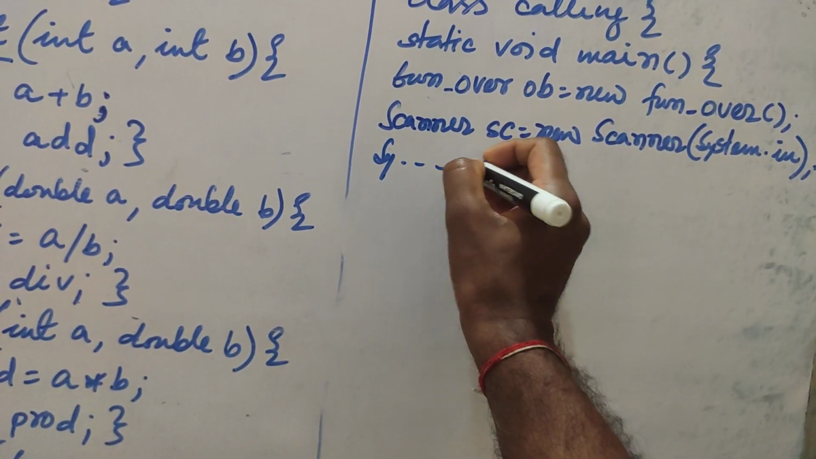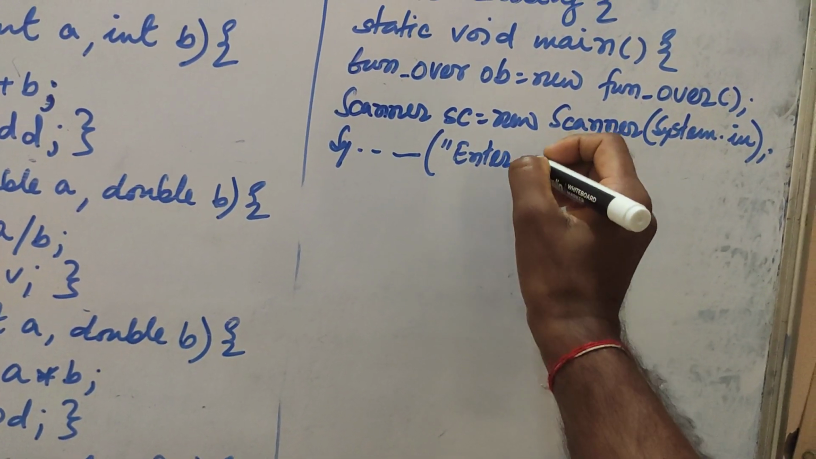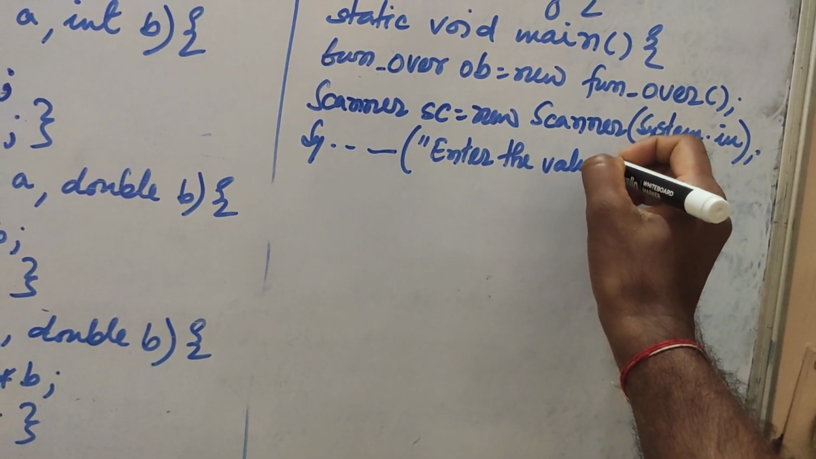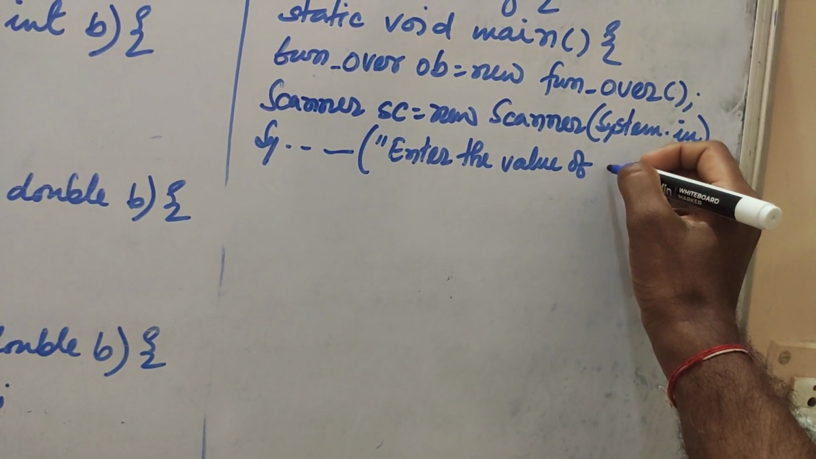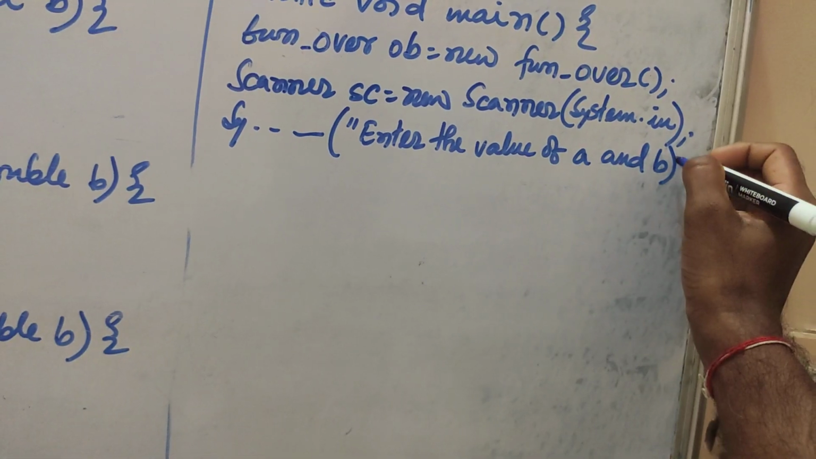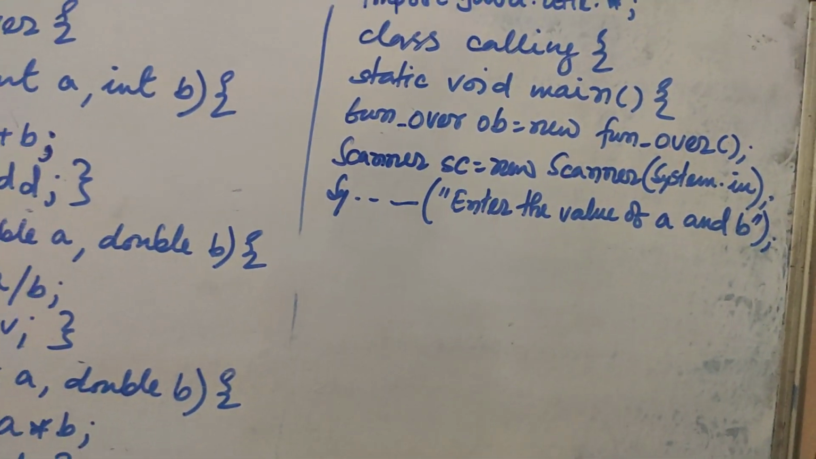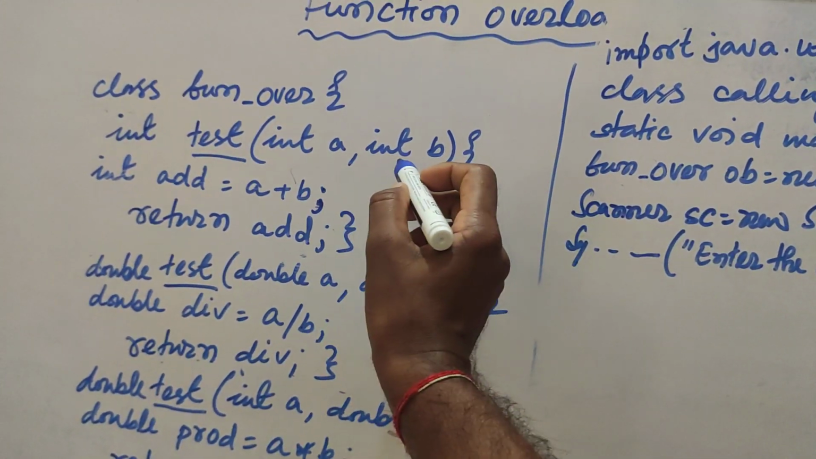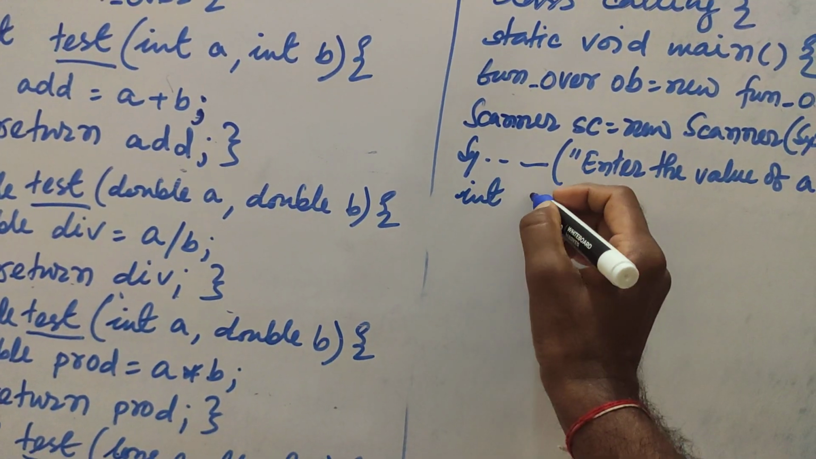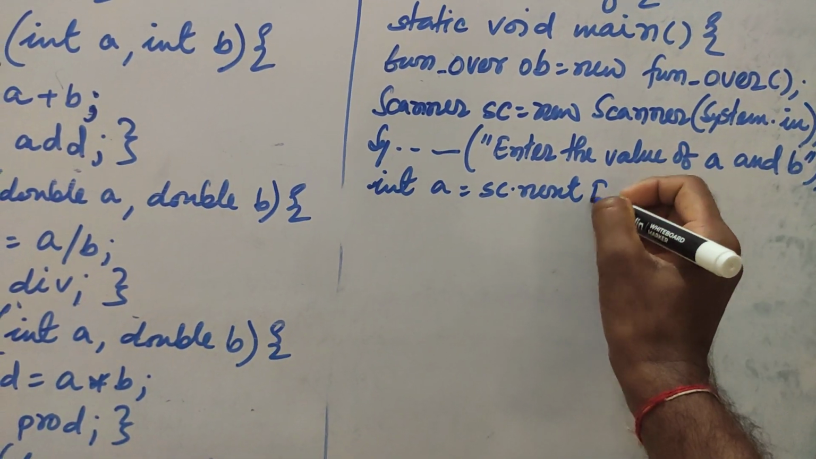See, system dot out dot println, enter the value of A and B. A and B. Now both the variables, see here, both the variables are int. So you have to take here int A equal to sc dot next int.